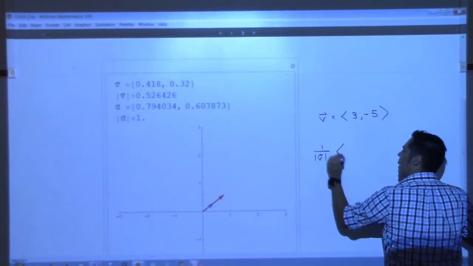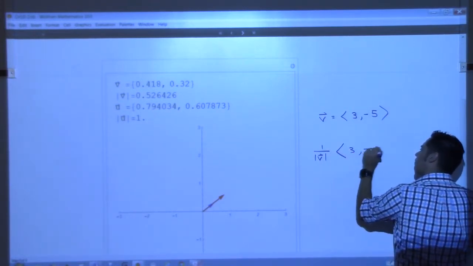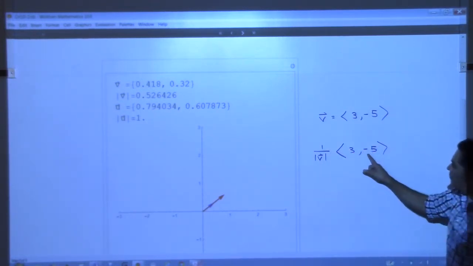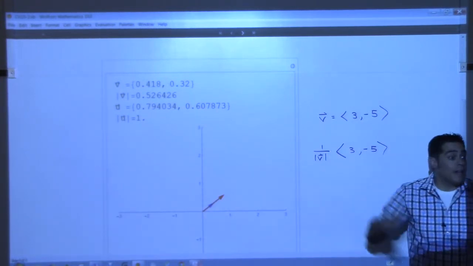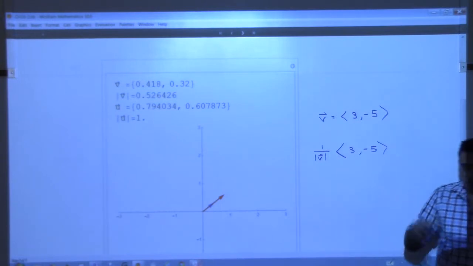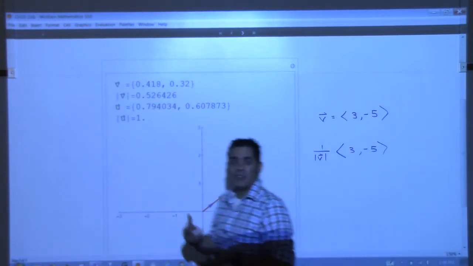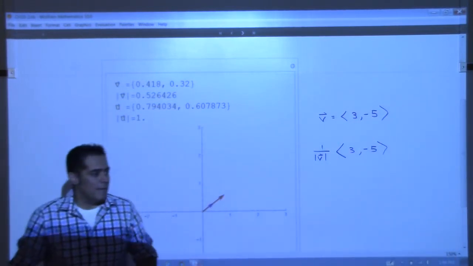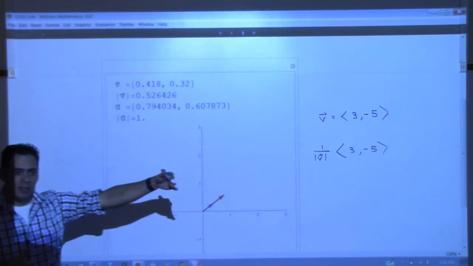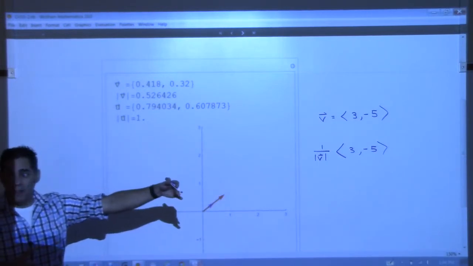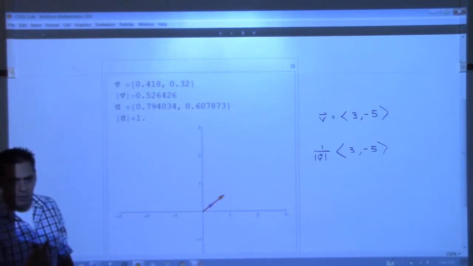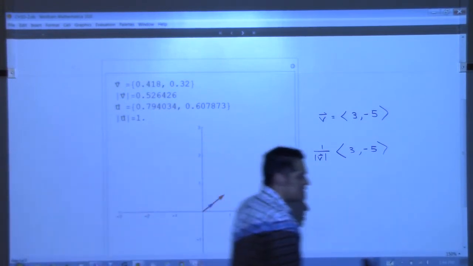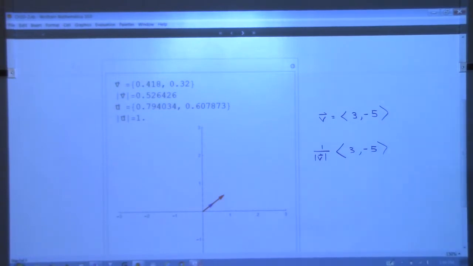If I take this vector and multiply it by 1 over its length, I will shrink it, won't I? I will shrink it by a factor of its own length. And that means whatever its length was now becomes 1 divided by its own length, which means it would have to be 1. So that is basically the formula for it.